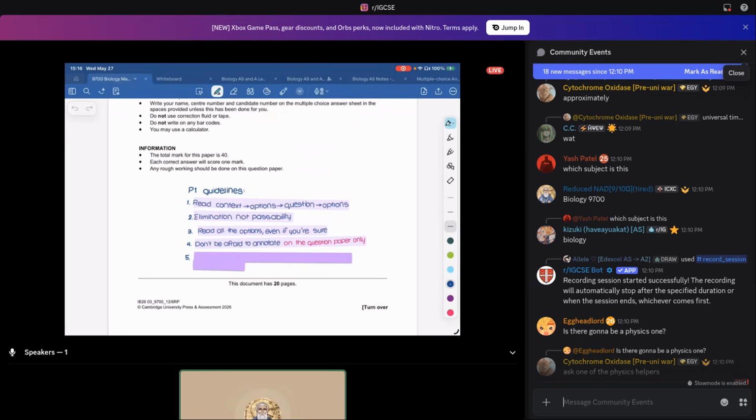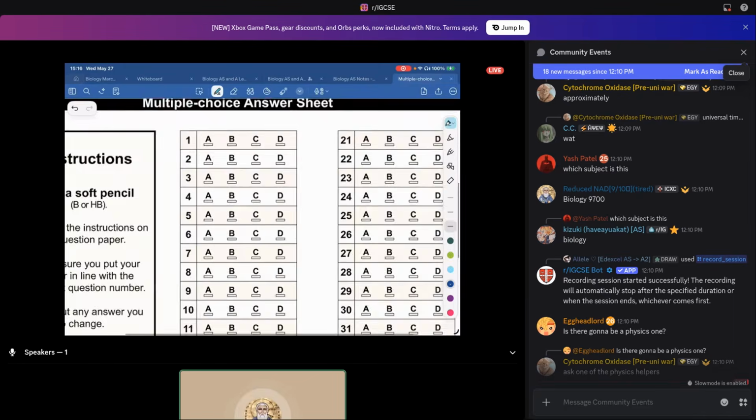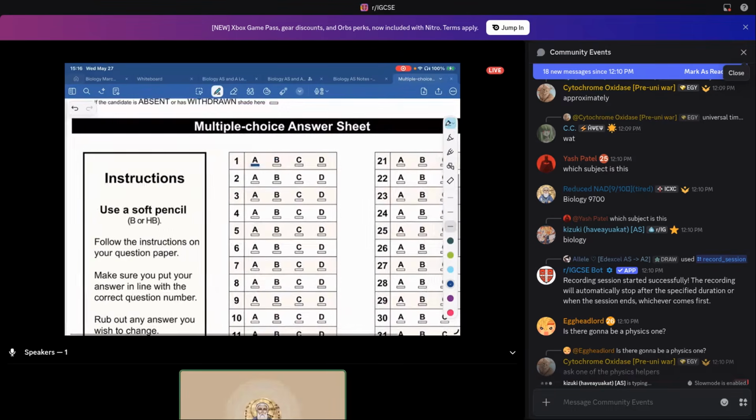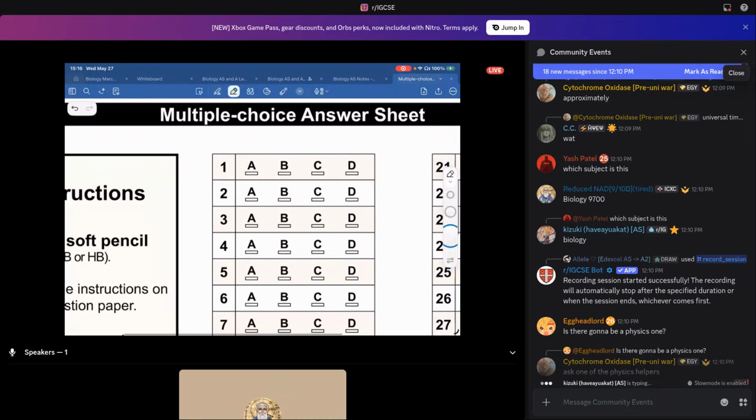Okay? The answer sheet is the only thing where you're only allowed to shade. No comments, no annotations, nothing. You will just shade in the box. Like so. And that's it. For example, if the answer for one was A.